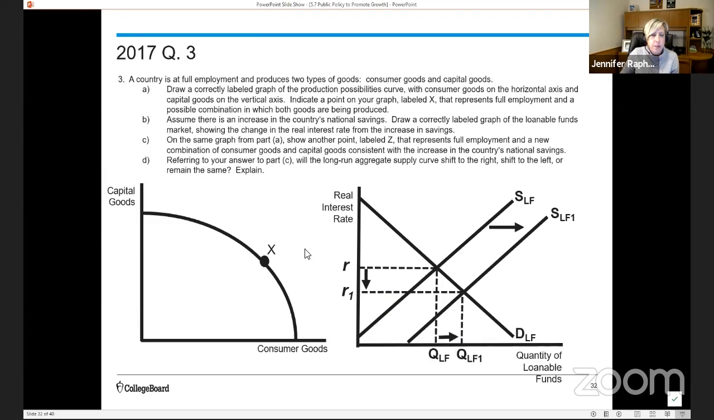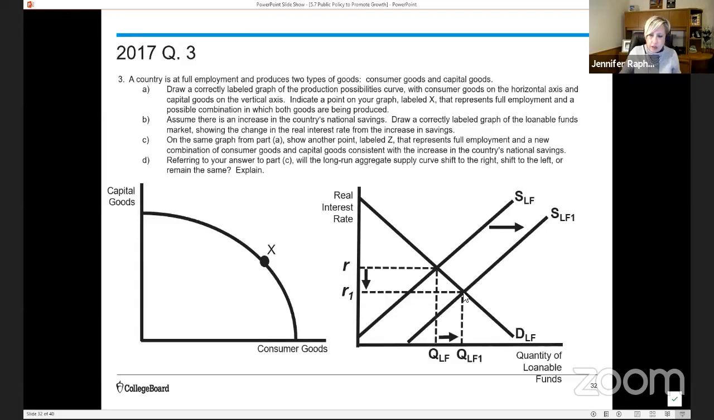Now, part C says on the same graph from part A, so here's our graph from part A, show another point labeled Z that represents full employment and a new combination of consumer goods and capital goods consistent with the increase in the country's national savings. All right. Are you able to put these dots together?